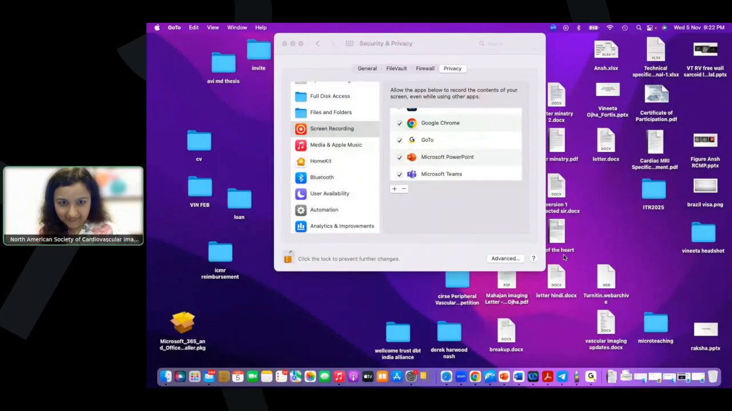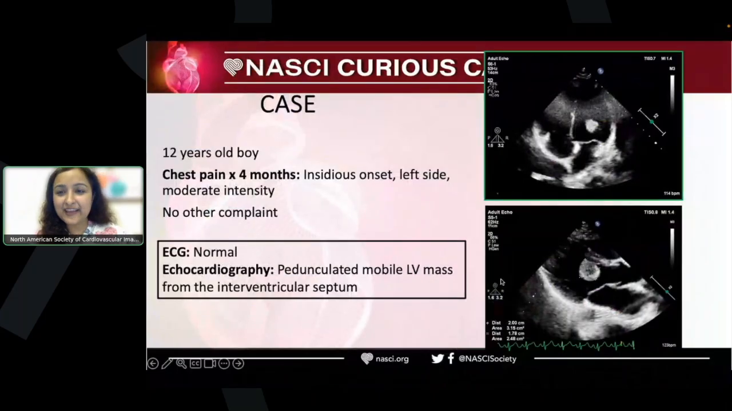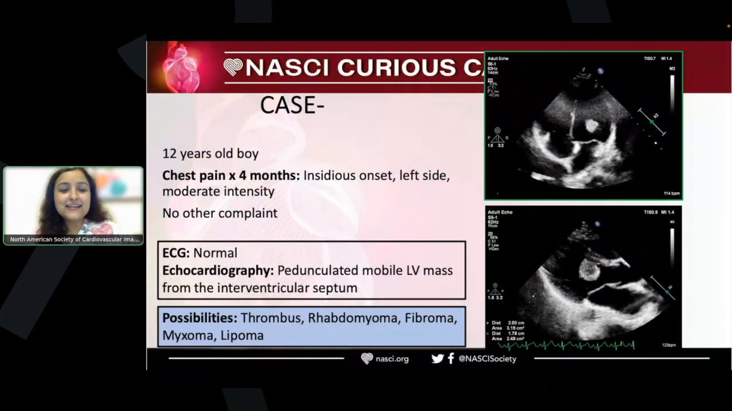In the interest of time, I'll go ahead and we can probably discuss later. So the possibilities are a mobile thrombus, which is the most common mass involving the heart, rhabdomyoma, fibroma, myxoma, lipoma, any benign lesion. Benign, why? Because it is very well delineated, but we will evaluate it further. So these were the differentials that were considered on echo.